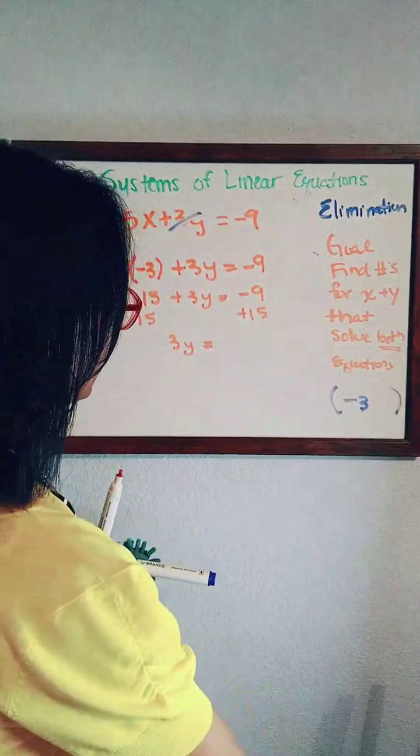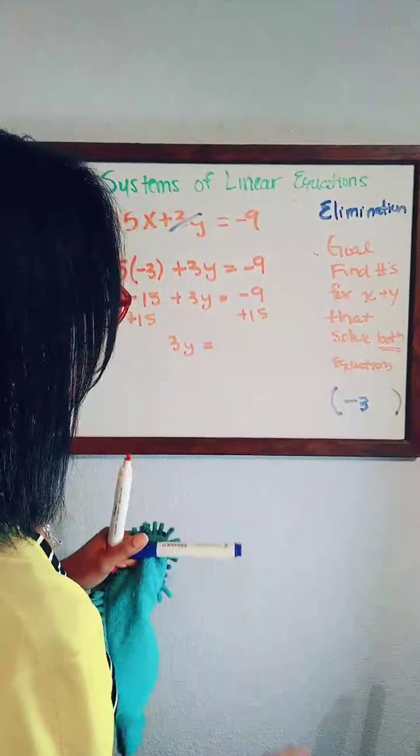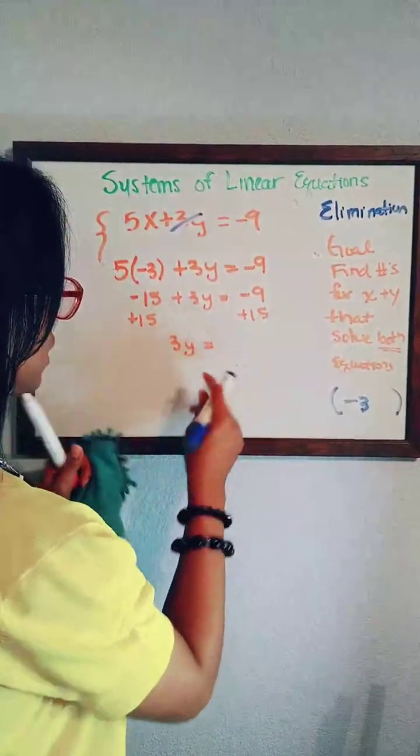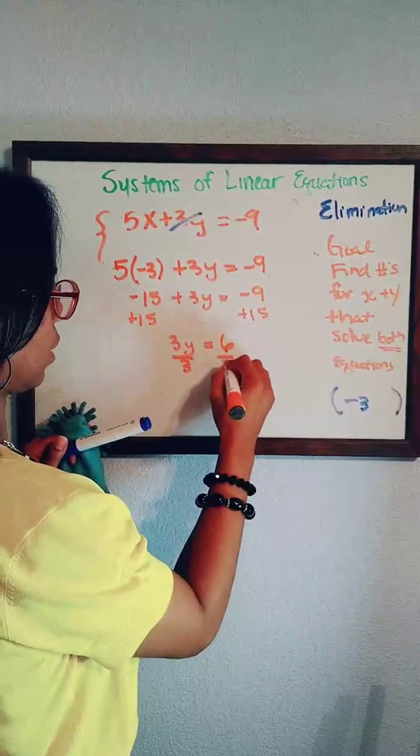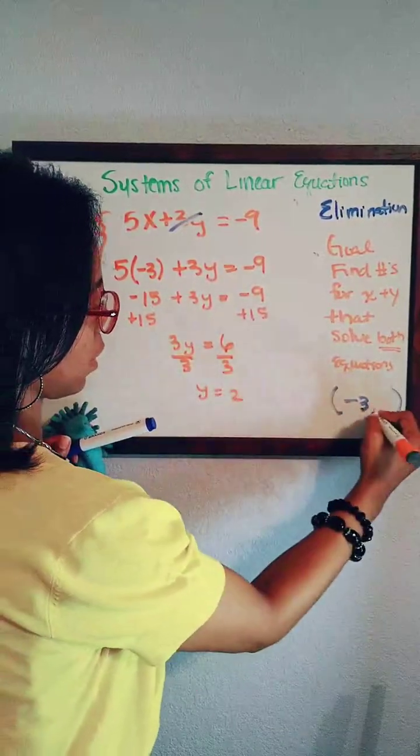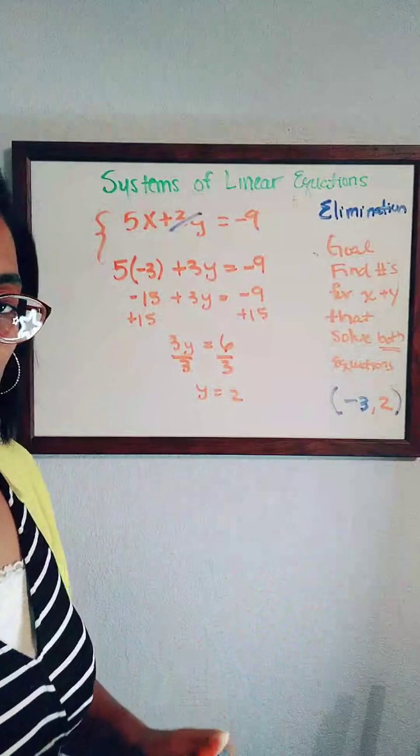Okay, let me do 15 and 9 would be 10. So that's going to give me 6. Did you get the same answer I got?